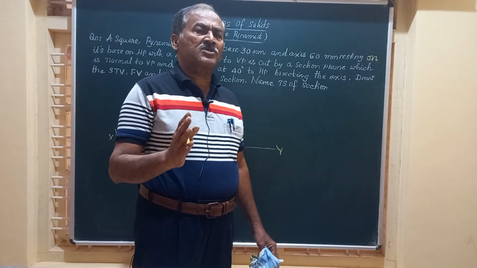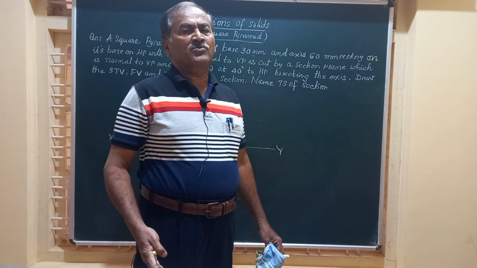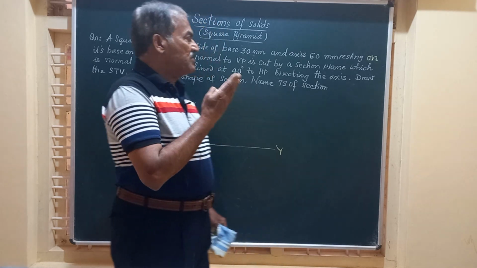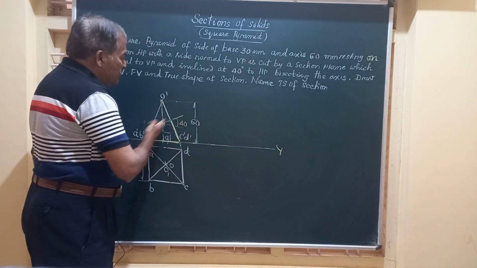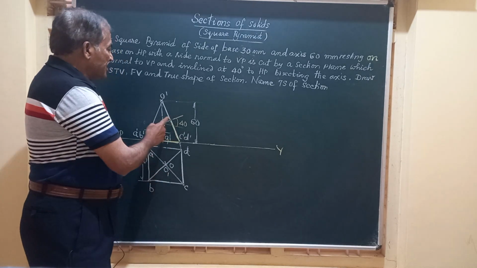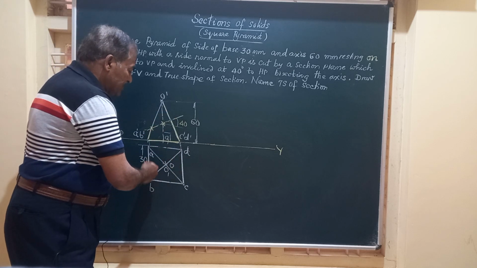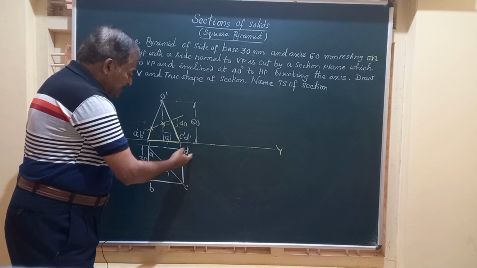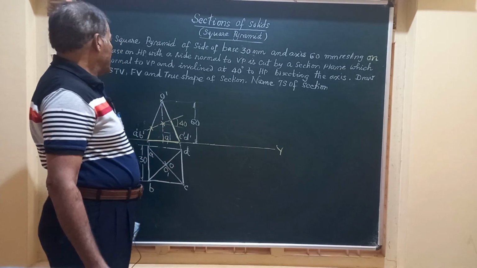We get the sectional top view when the section plane is cutting in the front view. That is, whenever the solid is cut perpendicular to VP at any angle to the axis, you are going to get the sectional top view. If the section plane is above the XY line, you get the sectional top view. If it is cutting the solid in the top view, you will get the sectional front view, and so on.